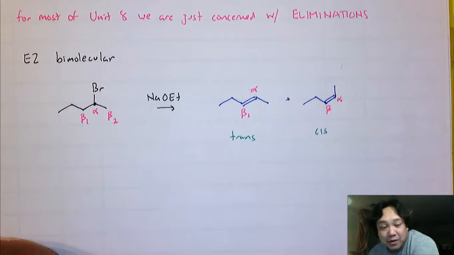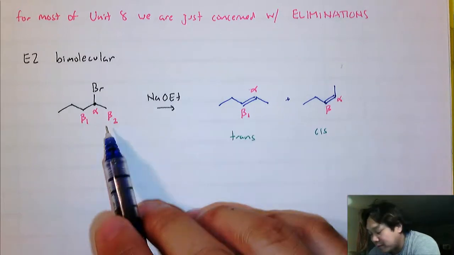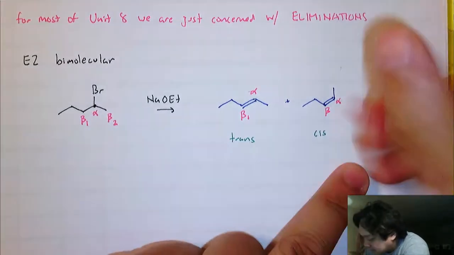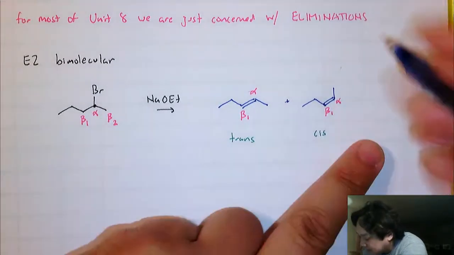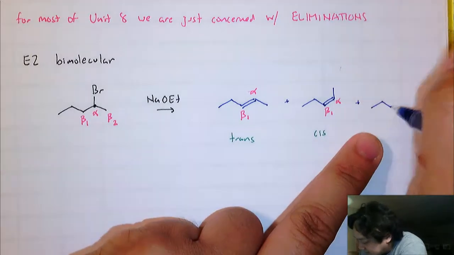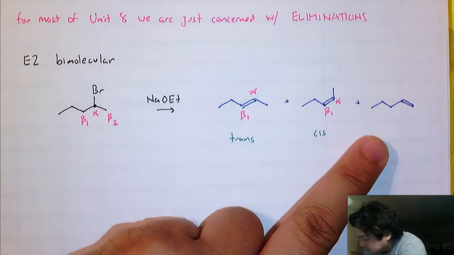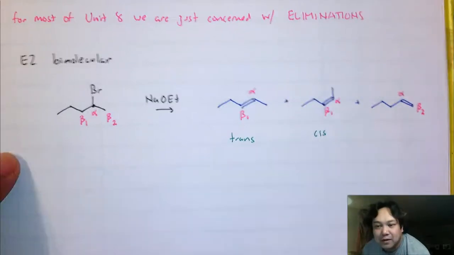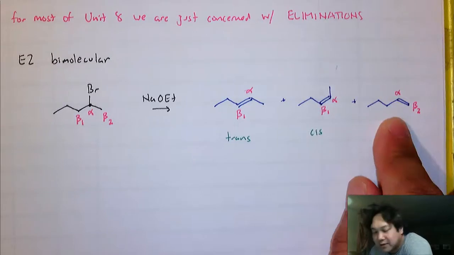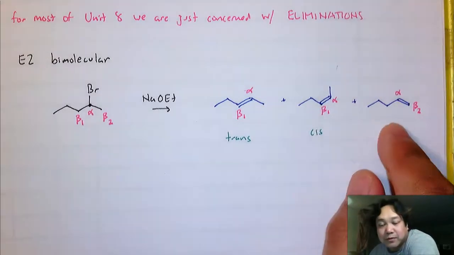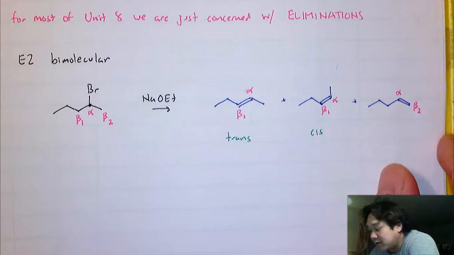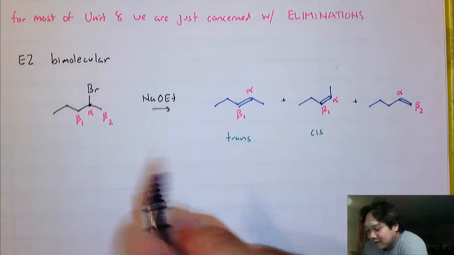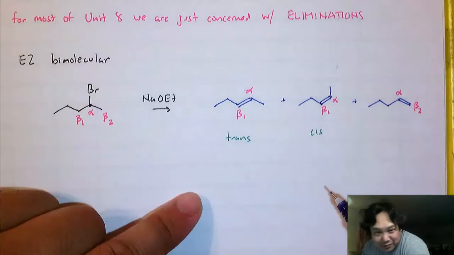Now there's one other product. What if we remove the beta hydrogen off of the beta 2? So I'll put beta 1 there. In that case, we have this alpha, beta 2. Do you notice that there's no cis and trans here? So we're not going to draw two stereoisomers, one cis and one trans, because there is no cis and trans. Okay, which is a major product?